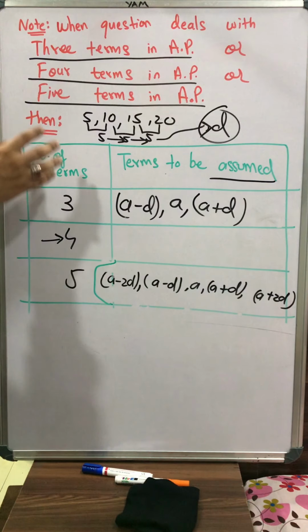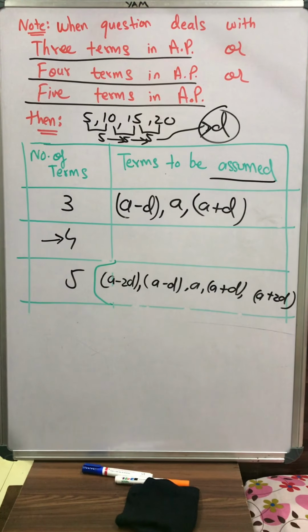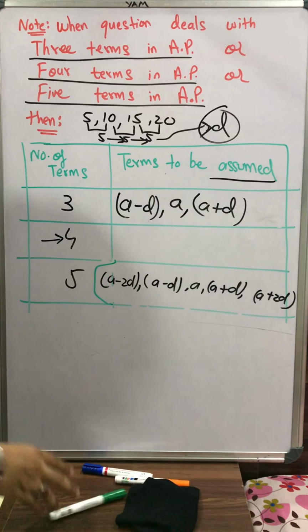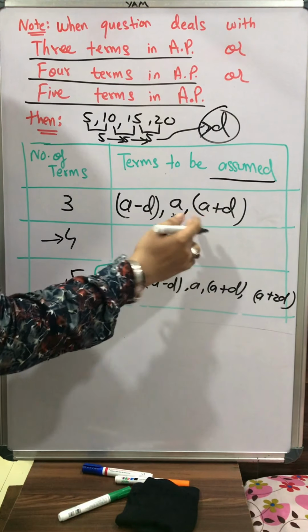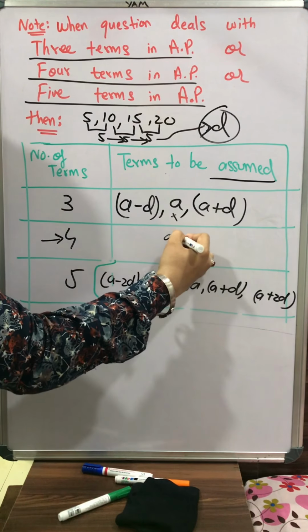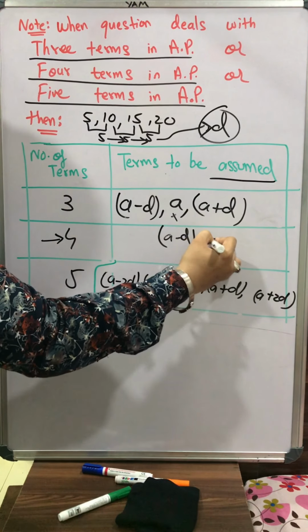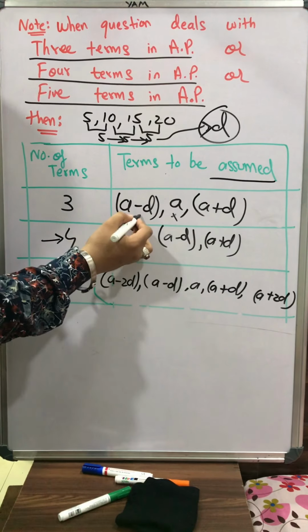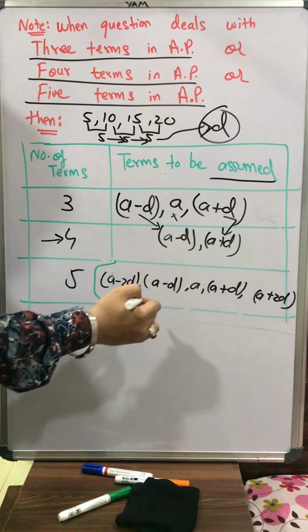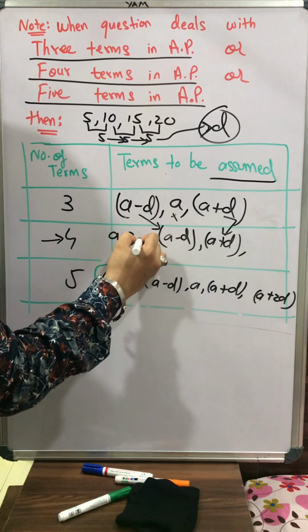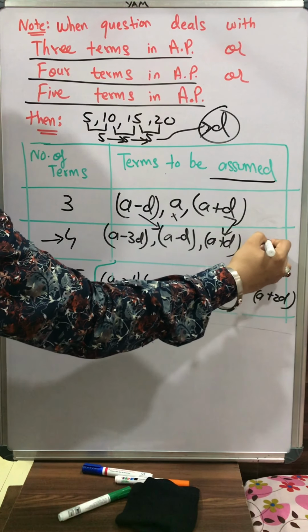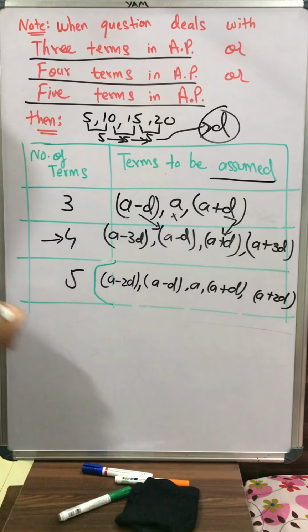Whenever it is given to us in the question that 4 terms are in AP, what to do? Just pay attention. This is something different. I'll not take the center one. I'll take the first and the third term of these 3 terms. See here, a minus d I'll take, and I'll take a plus d. Now here I will take a minus 3d, and here I will take a plus 3d.